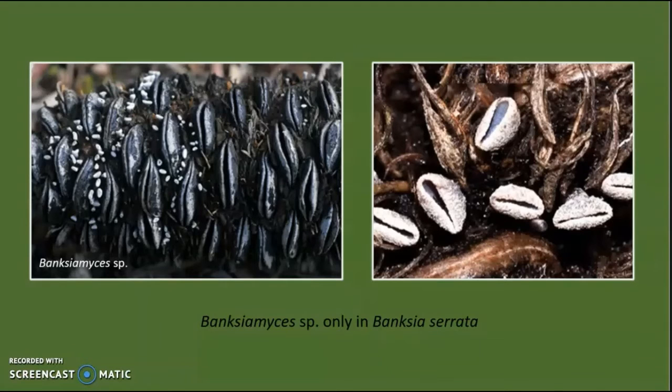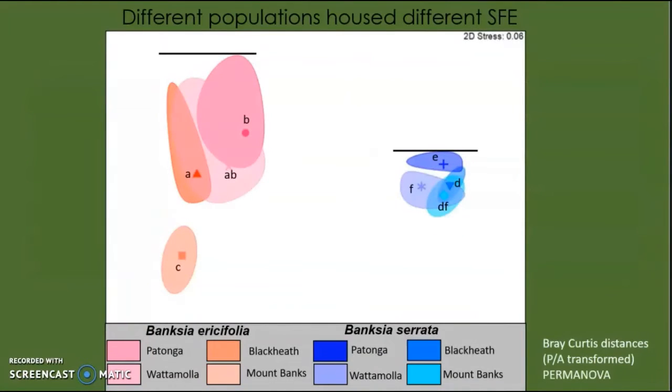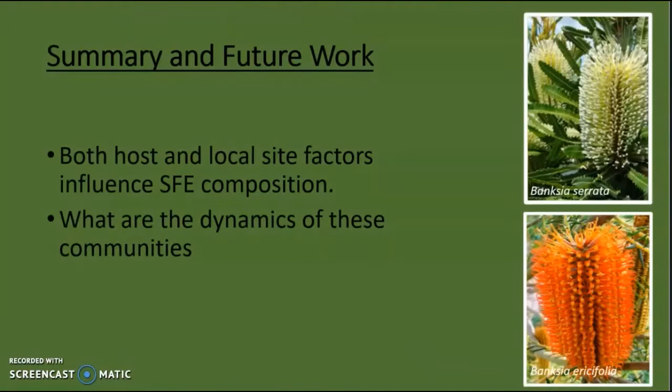For both hosts, the endophyte communities differed from site to site, with this trend mostly driven by rare species within each community. In this NMDS, sites that do not share a letter are significantly different in composition. Therefore, if you are wanting to collect seed of a host that is also representative of its endophyte diversity, you will need to collect from multiple sites of that host.